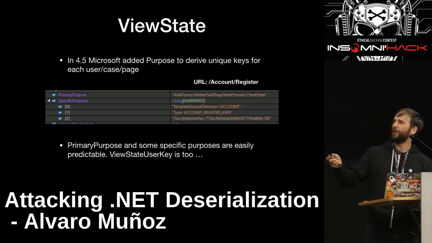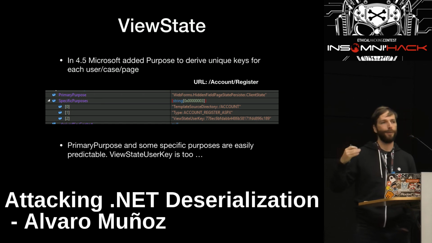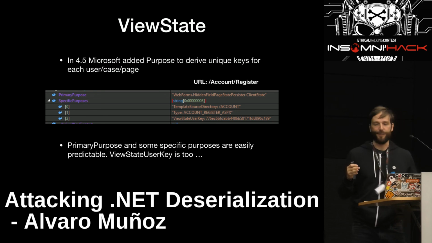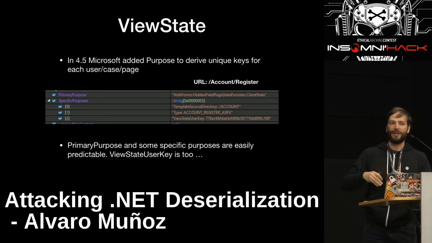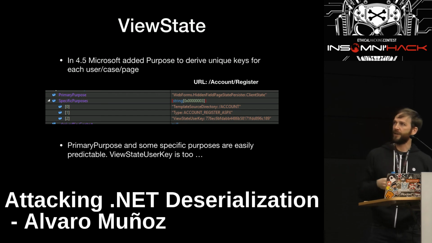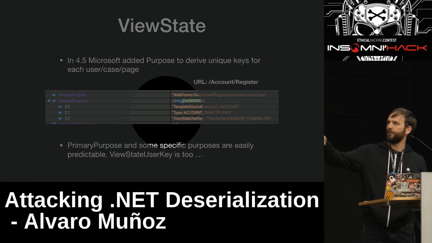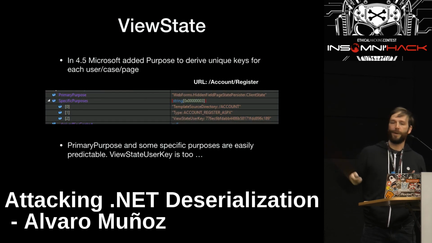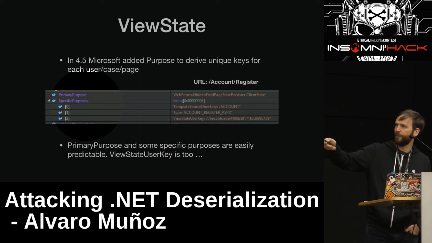Anyway, at some point they improved the cryptographic posture of the view state, right? Because if you are able to leak the encryption and validation keys, you can use that to change the view state, and then it will lead to remote code execution. So Microsoft decided to add some additional protection by using a key derivation function and something that they call the purpose. And the purpose is nothing else than some strings, right?